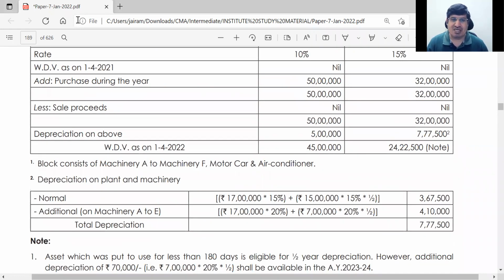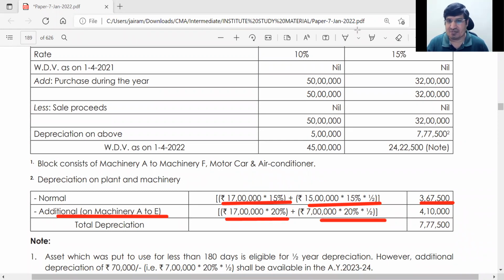So your full depreciation is 17 lakh into 15%. This is 15 lakh into 15% into half. Plus, if you do this, you will get this value. Now for this one, additional. Okay, so for the current year, the first three machinery were 17 lakhs, correct? 17 lakhs into 20%. After that, you will take only the fourth and fifth. The last three you won't get. The fourth and fifth will be 7 lakh into 20% into half. Let us see.